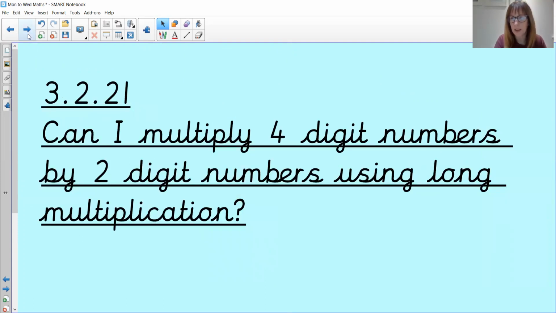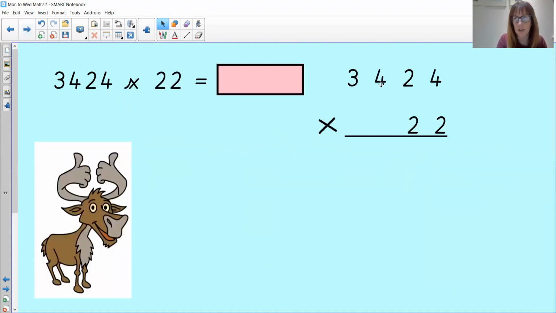So today we are moving on to multiplying 4-digit numbers by 2-digit numbers using long multiplication. So I think you've really got this now, haven't you? You know the method. It's the same method, even though we've got a 4-digit number on top. It doesn't change what we do. There's just an extra step. So let's have a go at this one.